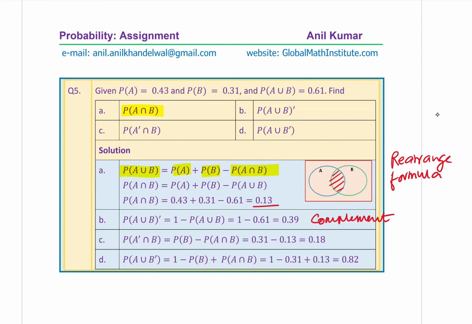Correct. And part C is, now we need to consider the probability of complement of A intersection B. Now what does that mean? Let's try to understand this part and then we'll look into the solution. So it is intersection of not A. So not A means what? Not A means this, correct? So this is not A. Is that clear to you?